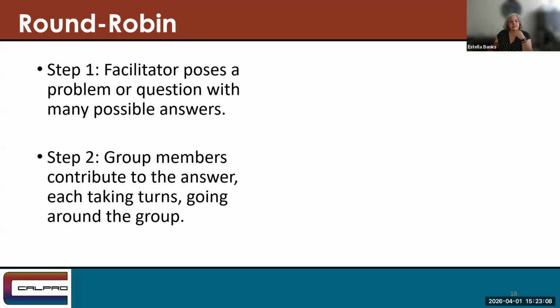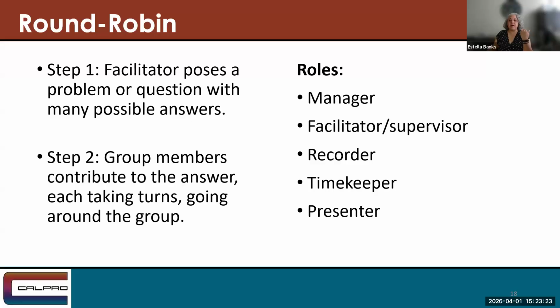In this round robin, you will be in groups of, I think, two or three. Yes, looks like three. Thank you, Melinda. You're going to be in groups of three. Each of you will have different roles. Since we don't have five people in every group, some of you will take on multiple roles. So there will be a manager, a facilitator/supervisor, a recorder, timekeeper, and presenter.